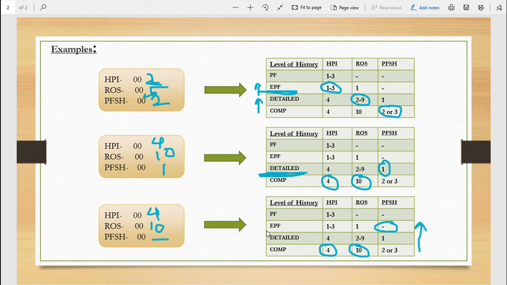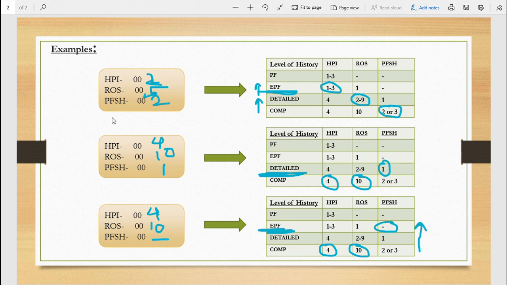In case of EPF, there is no need for PFSH. Because of PFSH we have to go down. See here, HPI is supporting comprehensive, ROS also supporting comprehensive, but because PFSH is not meeting, we have to go back directly to the EPF level. EPF means 1 to 3 HPI points, you have 4 points, 1 point in ROS, you have 10 points, and no need for PFSH. So here you can consider EPF as your history level in the third example.